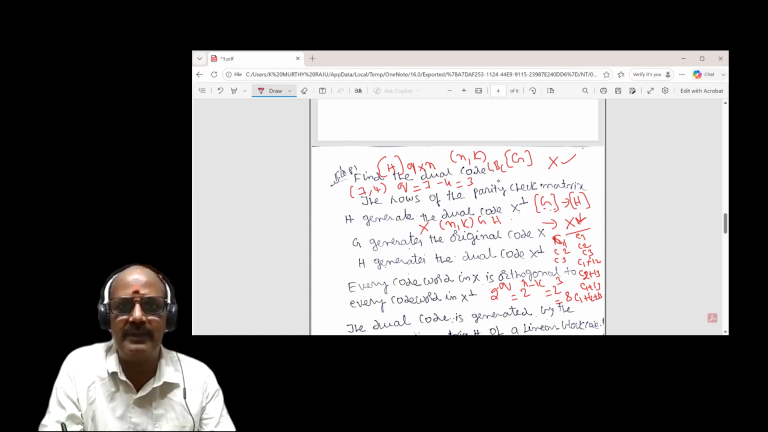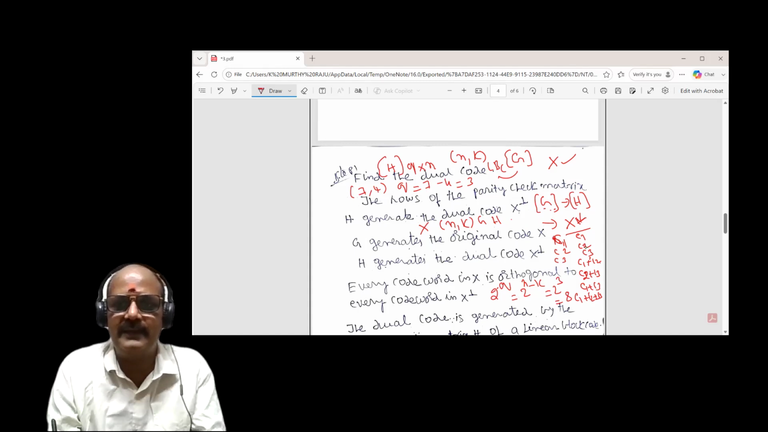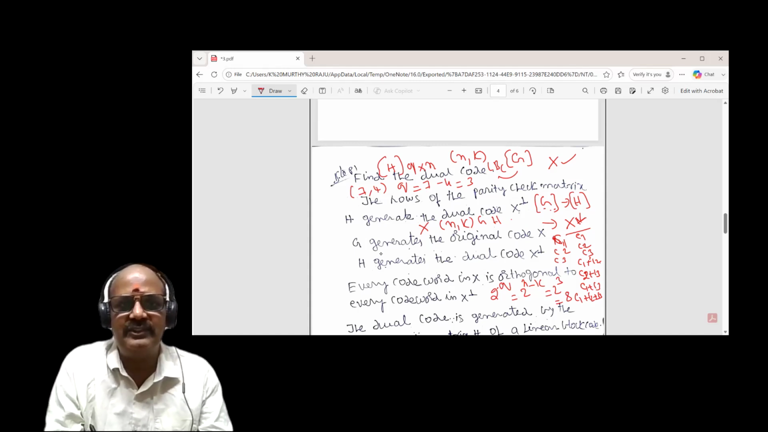Finding the dual code is very, very important. The rows of the parity check matrix H generate the dual code. In this example, the rows are represented by C1, C2, C3. Next, G generates the original code X, and H generates the dual code X cap.